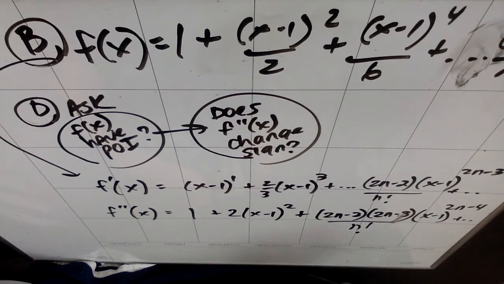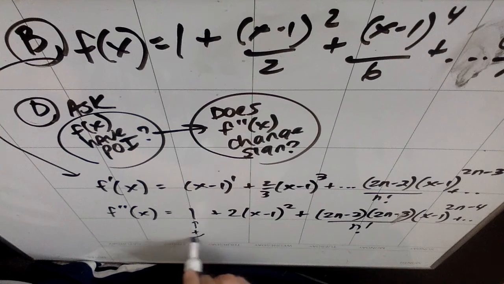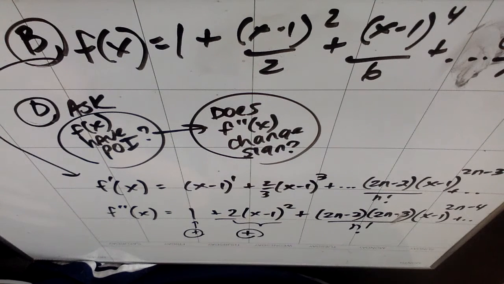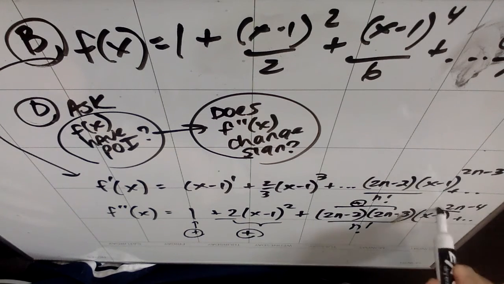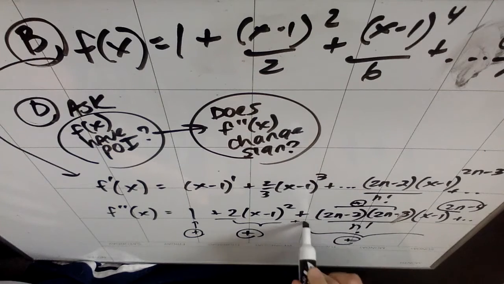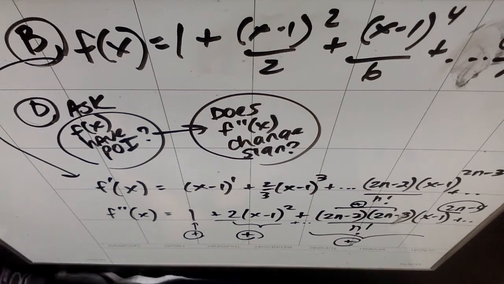Okay, so here's the deal. 1 is a positive number. This has a positive leading coefficient and a squared term, which means this must also be a positive number. We know that 2n minus 2 and 2n minus 3 are always going to be positive numbers, because in a Taylor polynomial, you can't have negative exponents. So these are positive numbers divided by n factorial, which is positive. And 2n minus 4 is an even power, and even powers come out positive. So every single term is going to net positive.